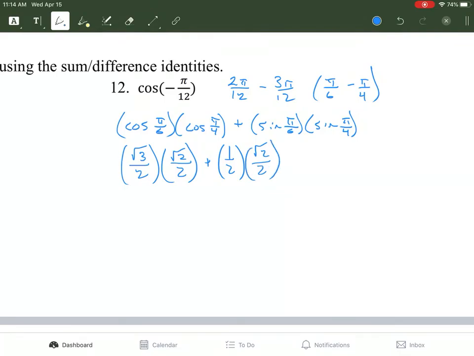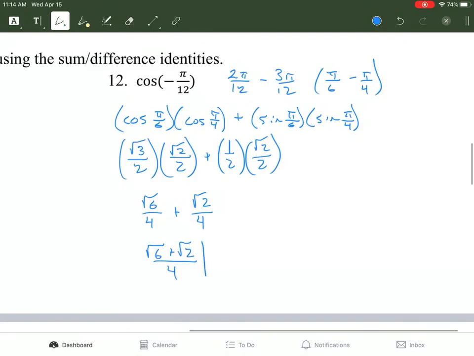Again, we multiply the terms that we have, so we're going to get root 6 over 4 plus root 2 over 4. Combine the two fractions to get root 6 plus root 2 over 4. There is your answer.